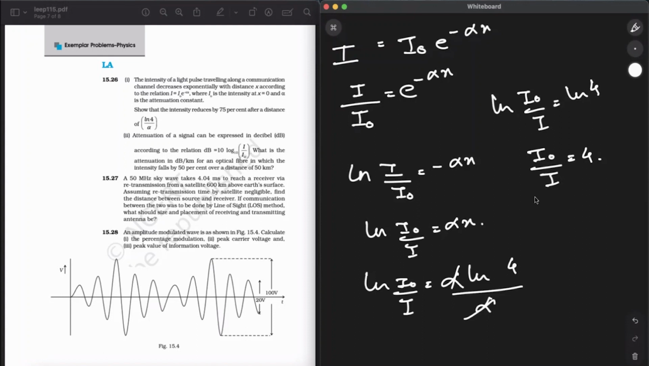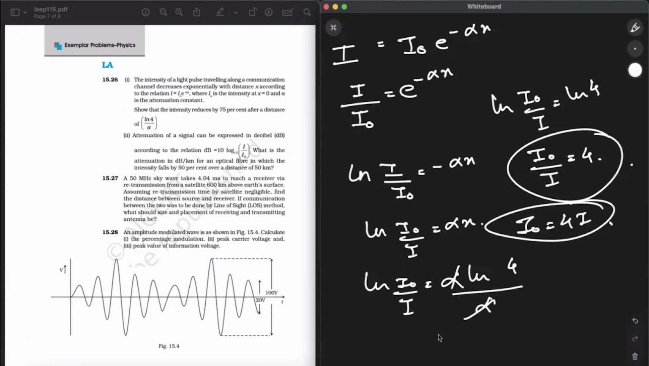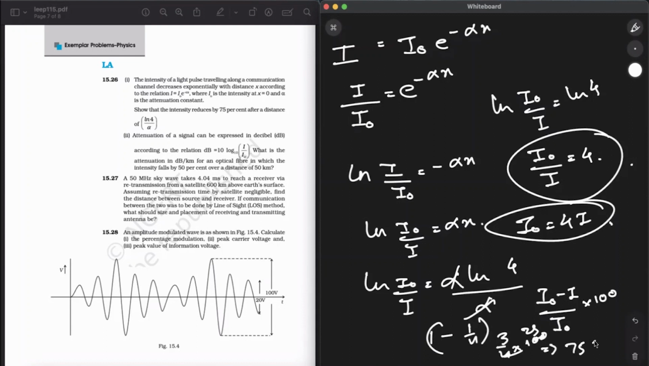I have to find the percentage decrease in intensity. From here, the value is I naught equal to 4 times I. Now, the decrease in intensity is I naught minus I upon I naught multiplied by 100. You can write it as 1 minus I upon I naught. So I upon I naught will be 1 upon 4. So it will be 3 by 4 times 100, that will be basically 75%.